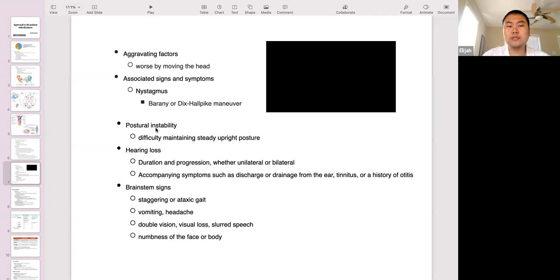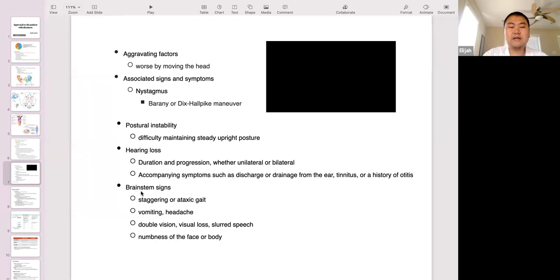And postural instability is when the patient has difficulty maintaining a steady upright posture. For the peripheral type, sometimes there is hearing loss; note the duration and progression, and whether it's unilateral or bilateral. And sometimes we can find complicated symptoms, such as discharge or drainage from the ear. The patient may have tinnitus or a history of otitis.